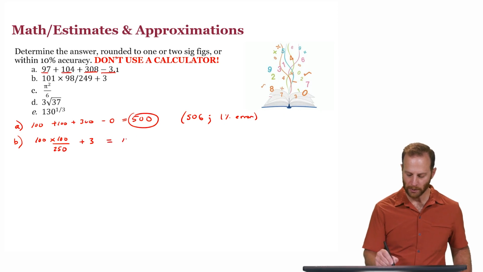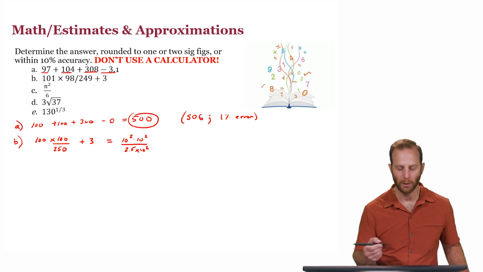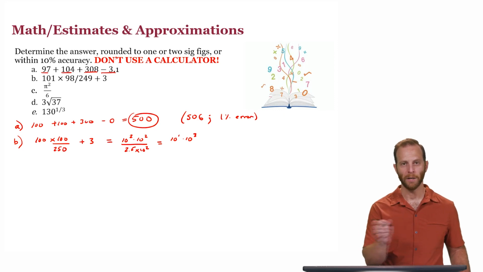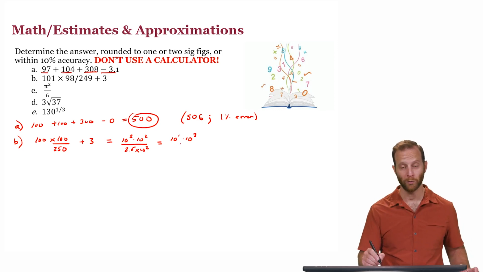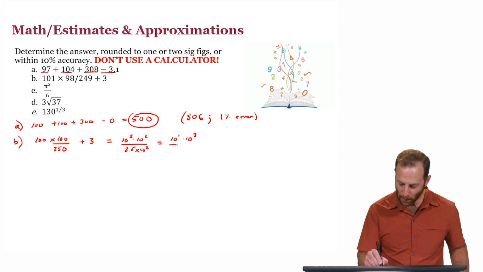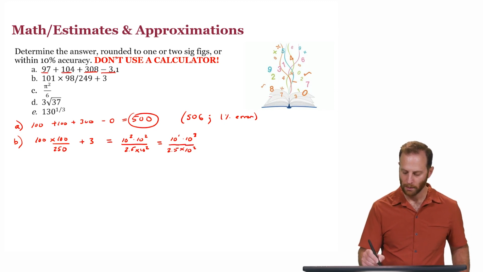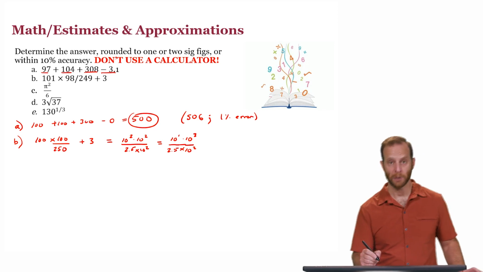This could be written as 10 to the 2 times 10 to the 2 divided by 2.5 times 10 to the 2. Now, there's not necessarily a right way to do this, but I'll show you the way that I like to think about this. I'm going to write this as 10 to the 1 times 10 to the 3. You can manipulate this however you want, just to make sure that you've got 10,000 on the top. And what I'll do is I'll divide the 10 to the 1 by 2.5 and divide this by 10 to the 2. The rules about multiplication inside of fractions allow you to do this.